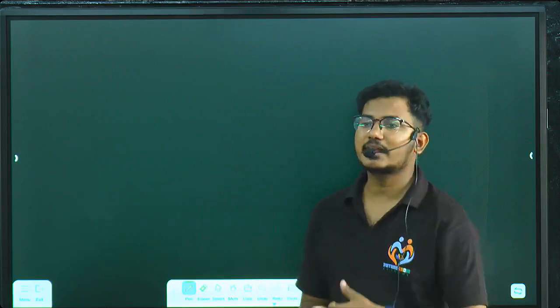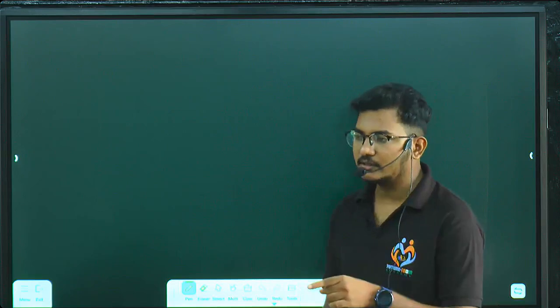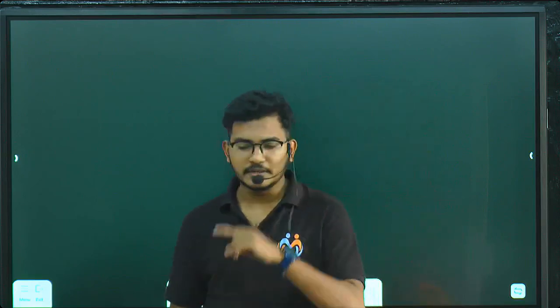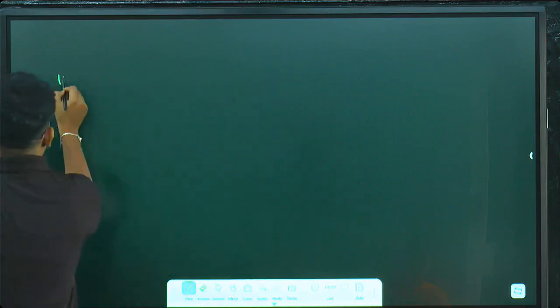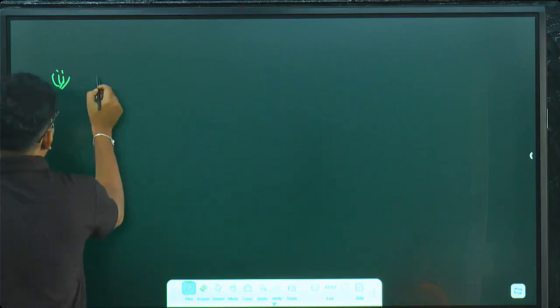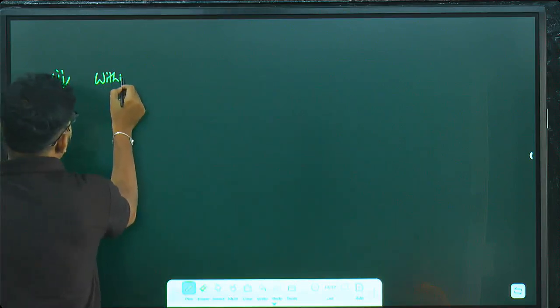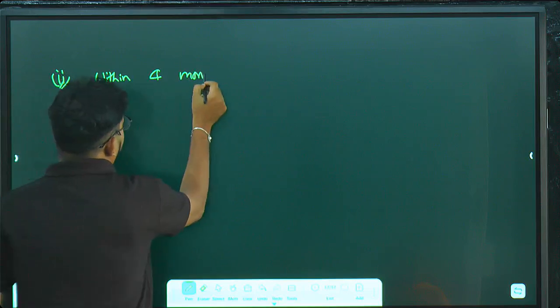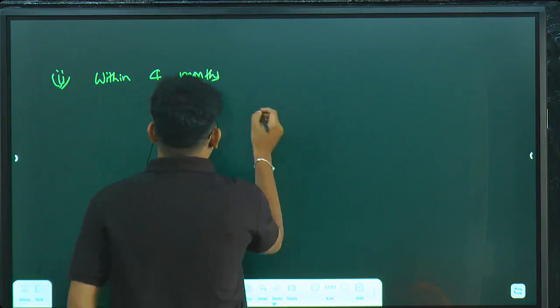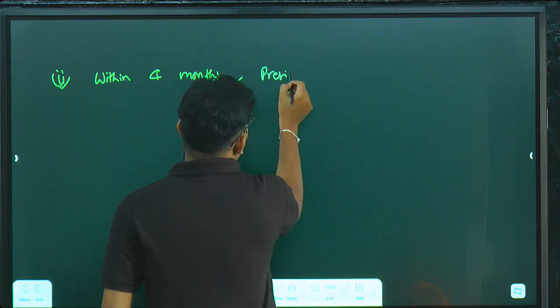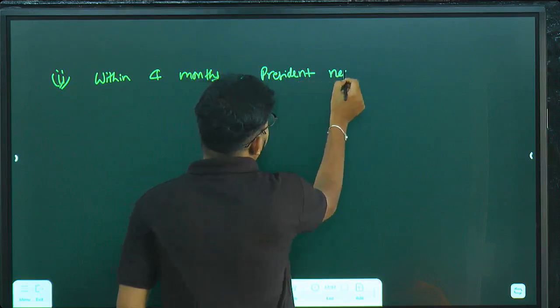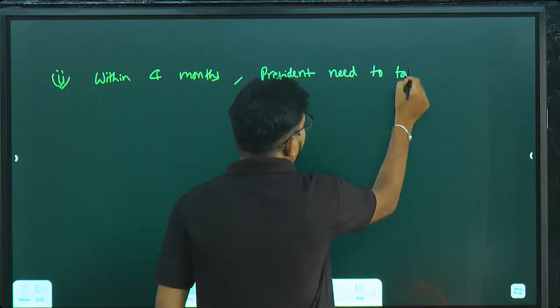So here the Sarkaria Commission is recommending, whenever a bill comes to you for assent, you must take action within 4 months. So the second one is, within 4 months, the president needs to take action.